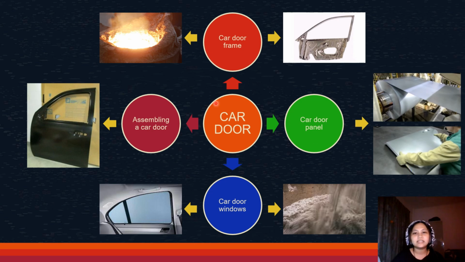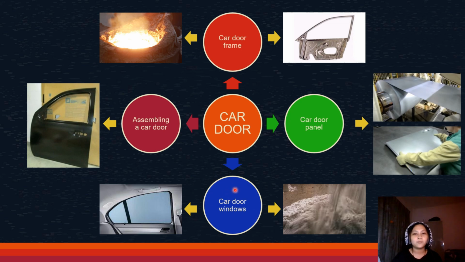Shown in the slide right now is the infographic on car door components as well as the assembly of a car door as a whole product. The first thing is the car door frame. It goes through the casting process. The raw material is molten aluminum, and this is the final product for the car door frame. The second one is the car door panel. The raw material of the car door panel is coils of carbon steel, and this is the finished product of a car door panel, inspected by a worker for any dents or scratches.